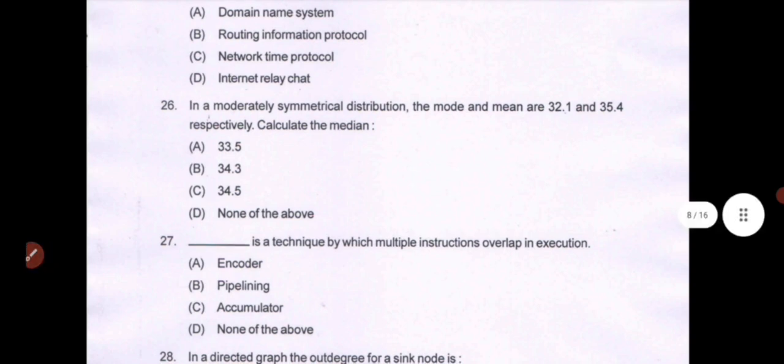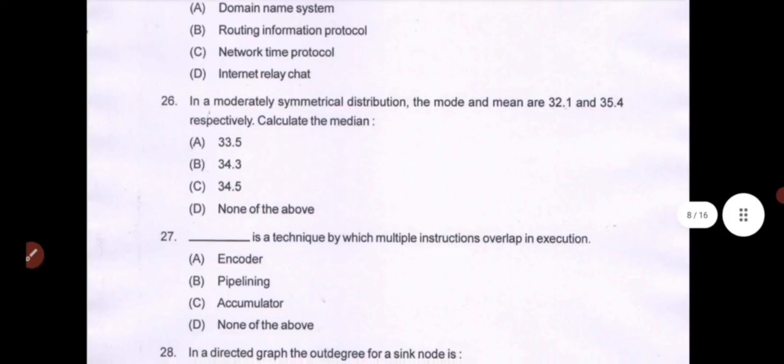In a moderately symmetrical distribution, the mode and the mean are 32.1 and 35.4 respectively. Calculate the median. Median is option number C, 34.5.